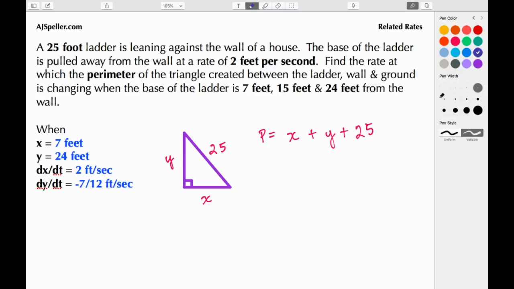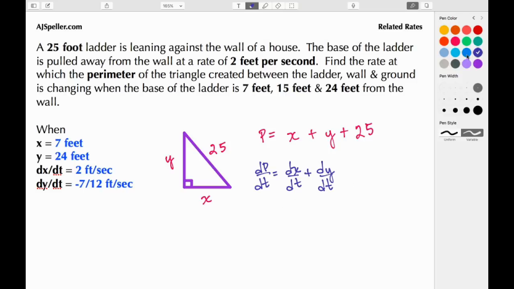And to find out what the rates are, we need to take the implicit derivative with respect to time. So here we have dp/dt is equal to, well, the derivative of x is just 1, but we're taking the derivative with respect to time, so this has a factor of dx/dt. For the same reason, we have a factor of dy/dt. And the derivative of a constant is 0.